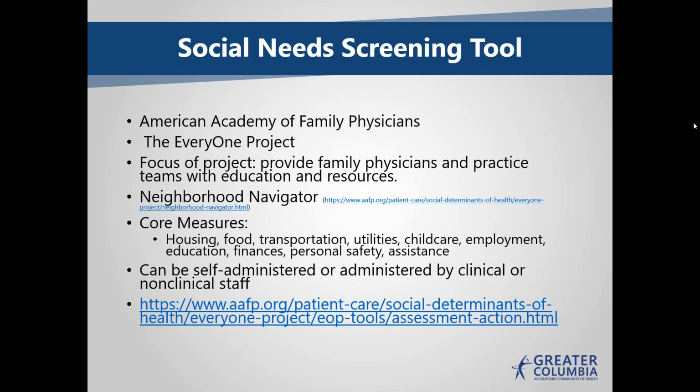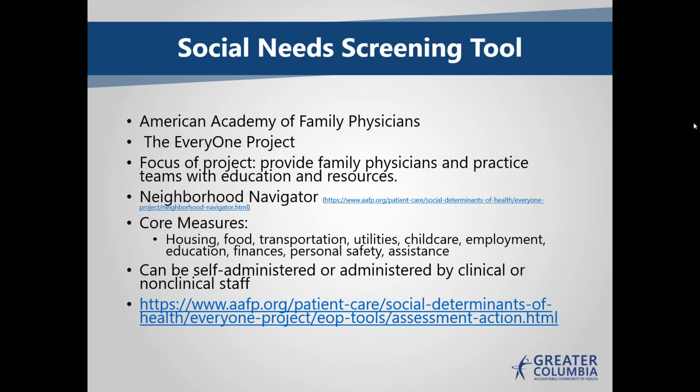And then on here, again, I provided the link to the actual social needs screening tool. Compared to the Prepare tool, this social needs screening tool is only 15 questions, so 6 fewer questions than the Prepare tool. The Prepare tool, if you guys remember, was 21 questions.